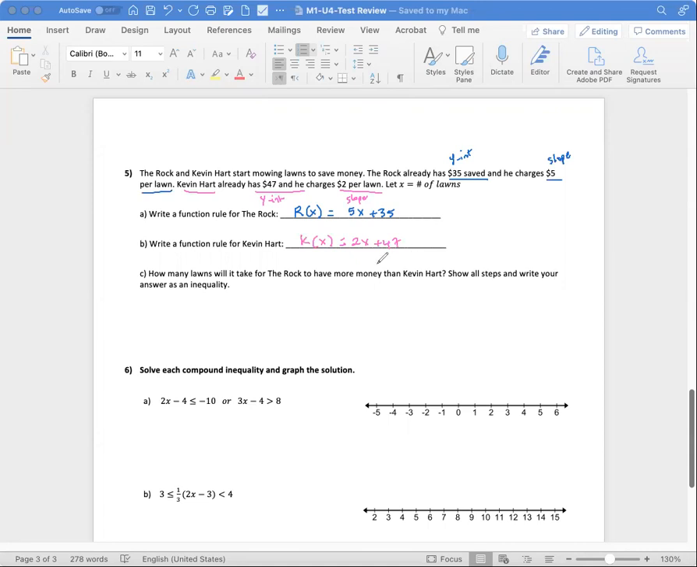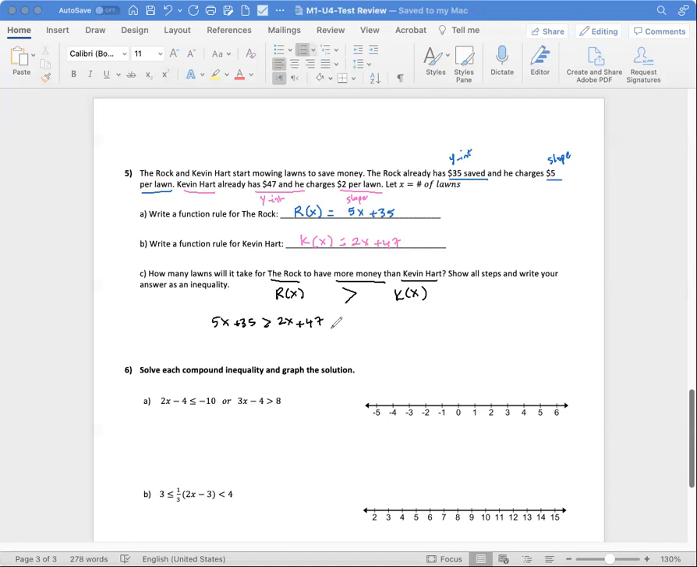Now, part C, how many lawns will it take the Rock to have more money? We want the equation that represents the Rock to be greater than the equation that represents Kevin Hart. And let's solve that. This is an inequality. So I'm going to set 5x plus 35, the equation that represents the Rock, to be greater than 2x plus 47. Okay.